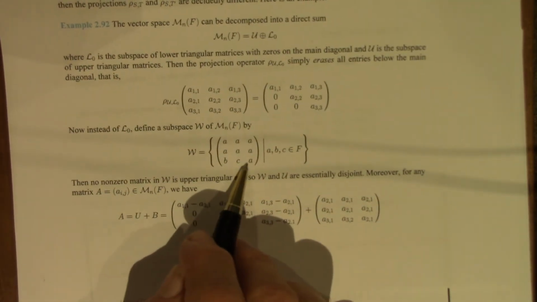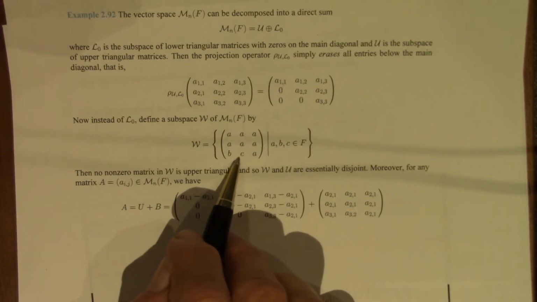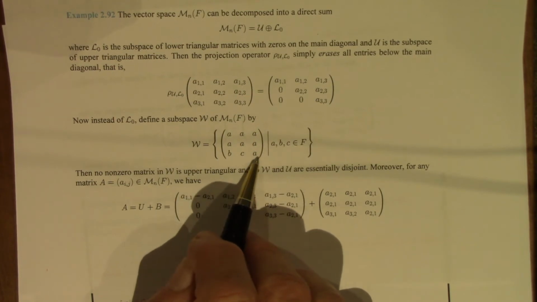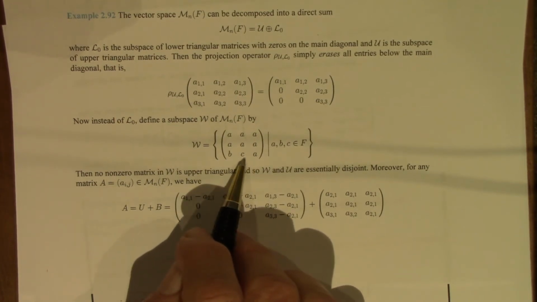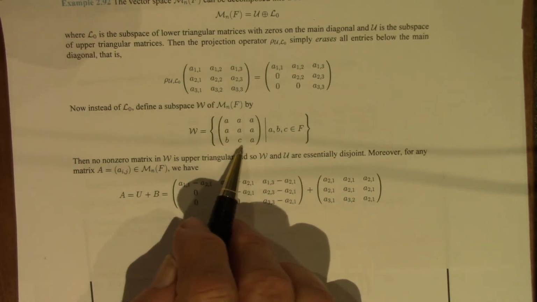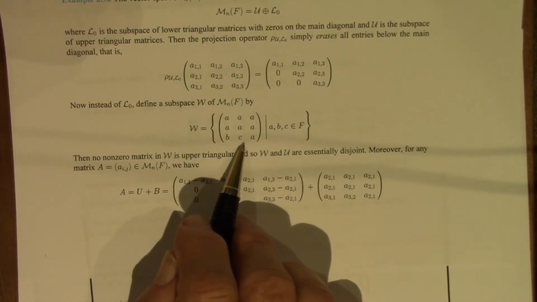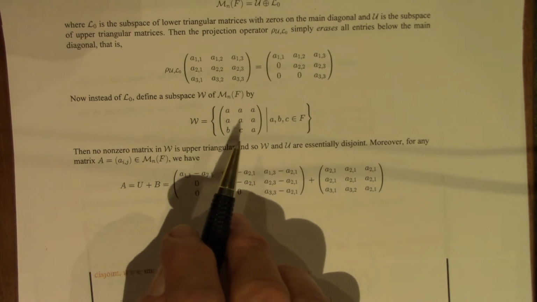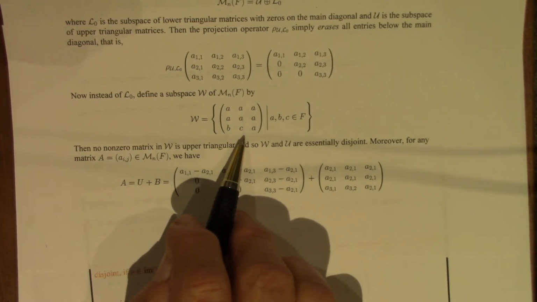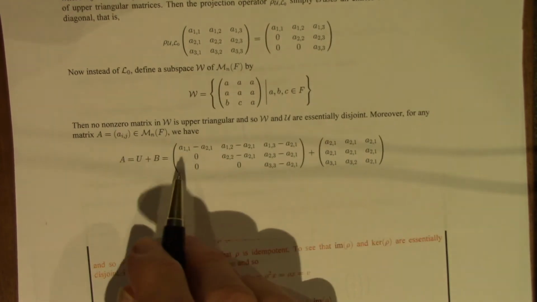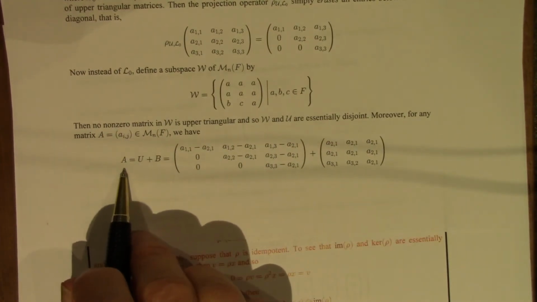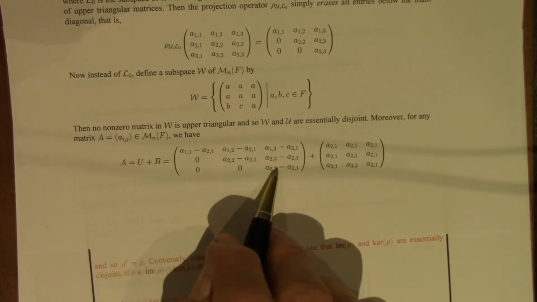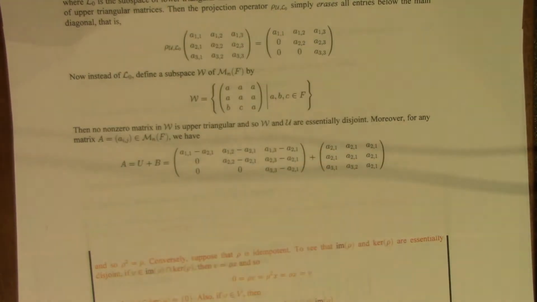But here is another complement of U. It's a funny looking subspace. All these A's are the same entry, and B and C can be different entries. This is a subspace of the matrix space. It is essentially disjoint from the subspace U of upper triangular matrices. You have to check that. And any matrix A can be decomposed into a sum of an upper triangular matrix and one of these matrices in W.